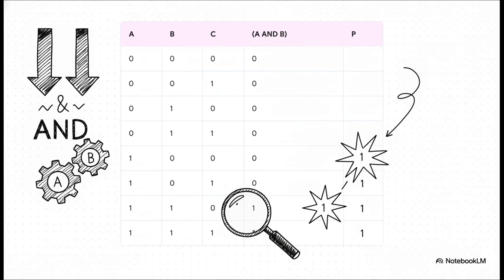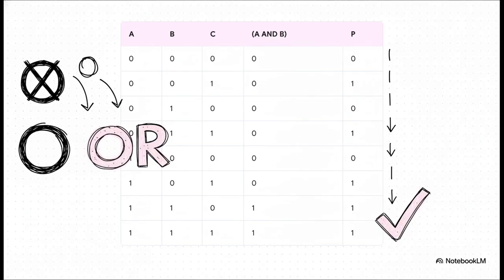That's it. And we're using that super strict AND rule, right? The output is only a 1 if both A and B are 1. So if we scan down the rows, we can see that only happens in the very last two rows. For every single other row, the result is 0. And now for the final step.